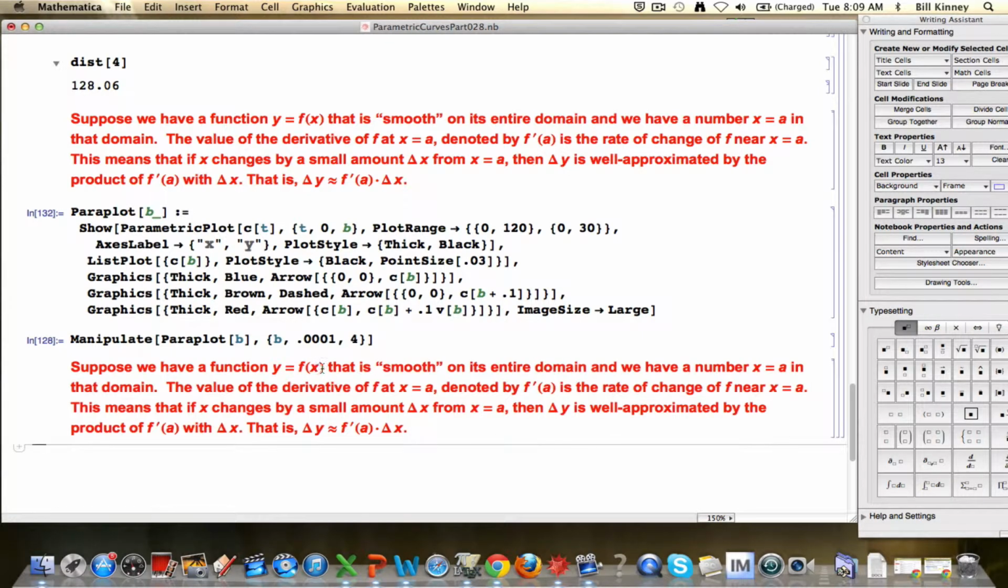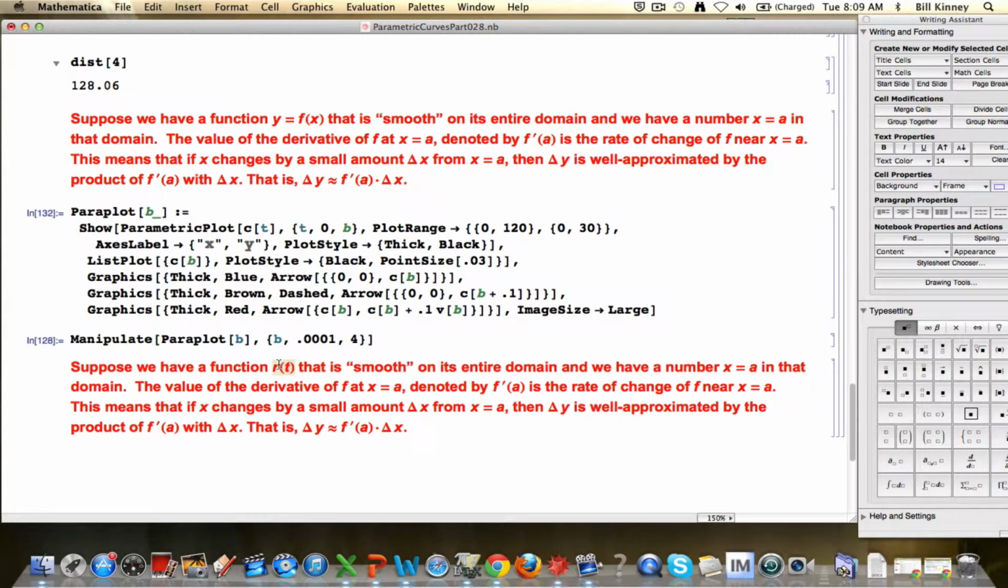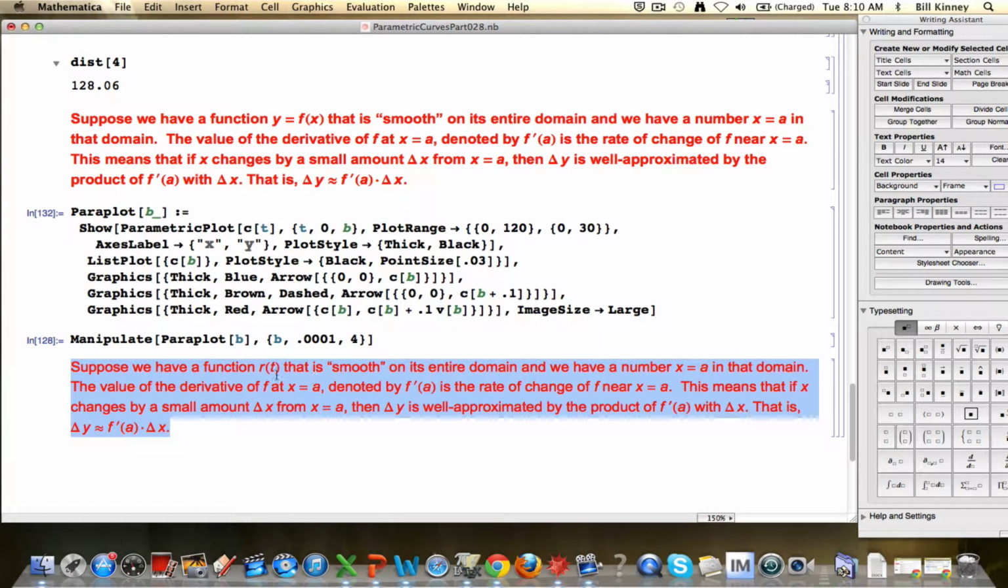So let's suppose we have now a vector valued function, an r of t. Let me unboldface all of this, and then I will boldface the vector. So this is a vector valued function that is smooth on its entire domain. What does that mean? Well, basically here it means that it doesn't change suddenly, either by jumping from one spot to another or in sort of a jerky motion. It's smooth on its entire domain, and we have a number, t equals a, in that domain.